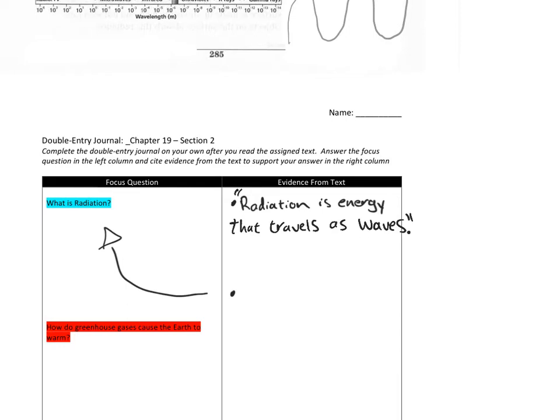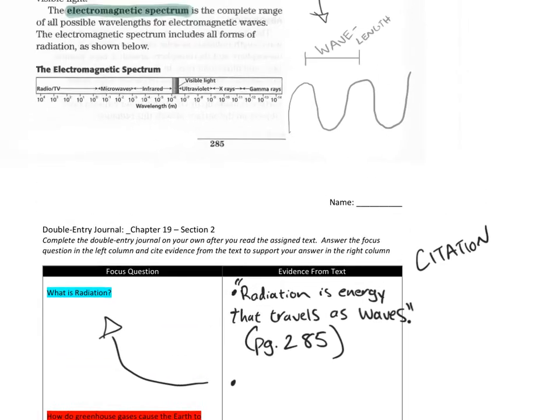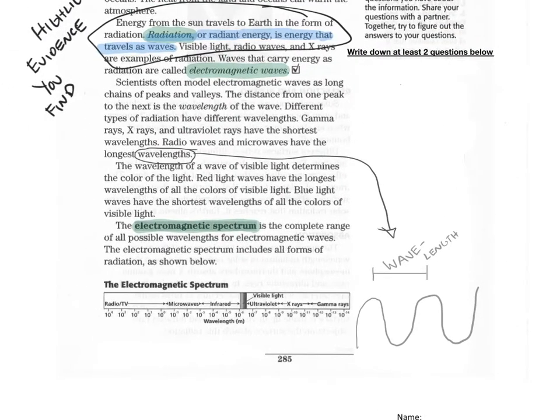You found it. And the other thing I need is a citation. That is where we found this piece of evidence. And so we found this on page 285 of the text. Notice up here is our text, and what page is it on? It's on page 285, right down there. So that is our citation.